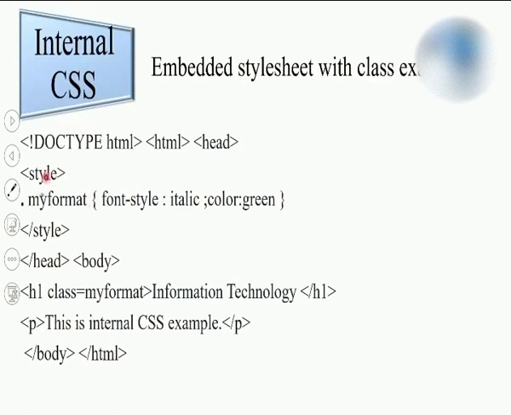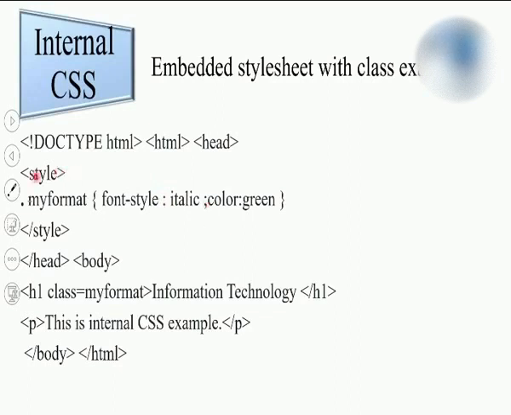If you want to give the style, you have to specify the style tag first, inside the head tag. Style is a paired tag, so I need to write end style. I wrote dot myformat as the name of the style, or name of the class, I can say. So the name of the class is myformat. Dot is used for declaration, followed by the declaration part. Font-style is a property over here, italic is its value. It is separated by a colon, followed by a semicolon.